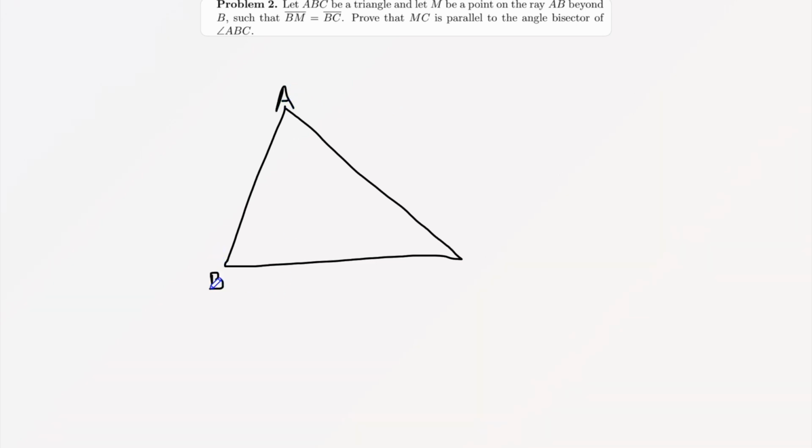B, and C. Now let M be a point on the ray AB beyond B, down here, such that BM equals BC. Let's just draw that. We'll say that's a horrible point, but M, and we can say this. Again, we're just going to write out that these two are equal.